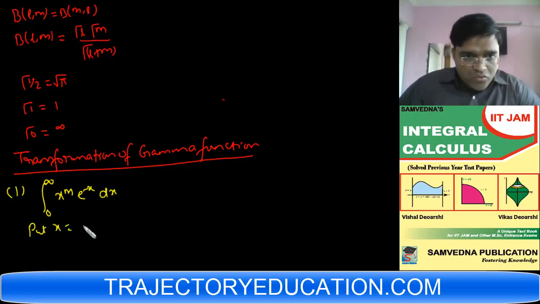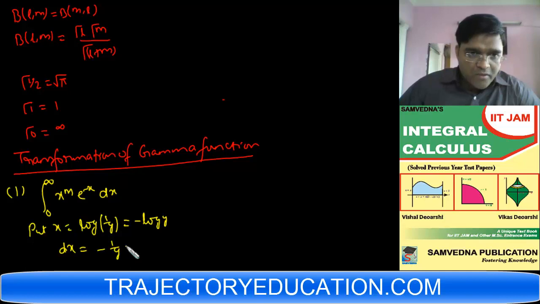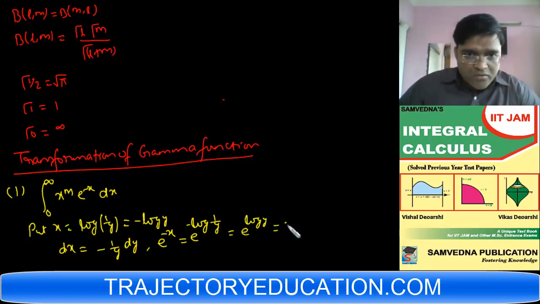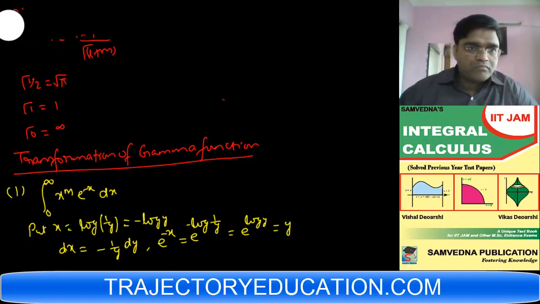Let's put x equals log 1 upon y, which is minus log y. So your dx will be minus 1 by y dy. And e to the power minus x is e to the power minus log 1 by y, or this can be written as e to the power log y, which is y itself.